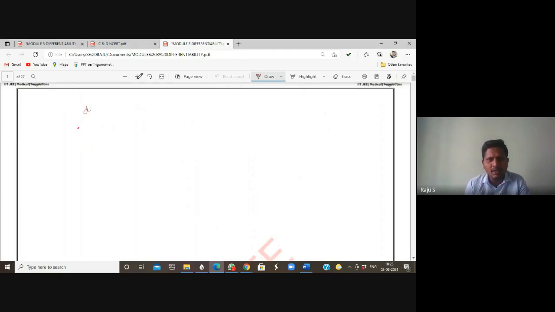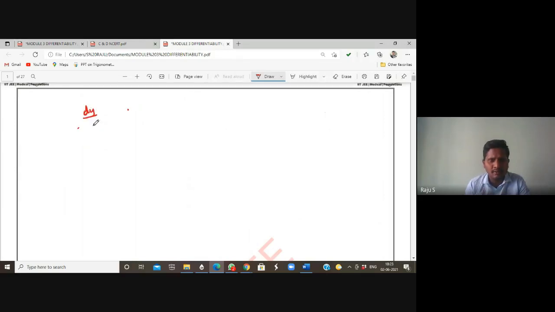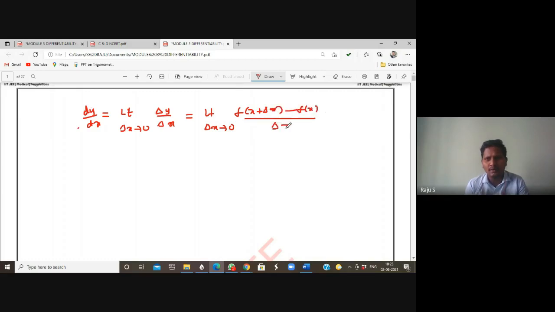Actually, dy by dx is derived from this formula. If you see in depth, limit delta x tends to 0, delta y by delta x is given by this dy by dx. This can be written as limit delta x tends to 0, f of x plus delta x minus f of x by delta x.